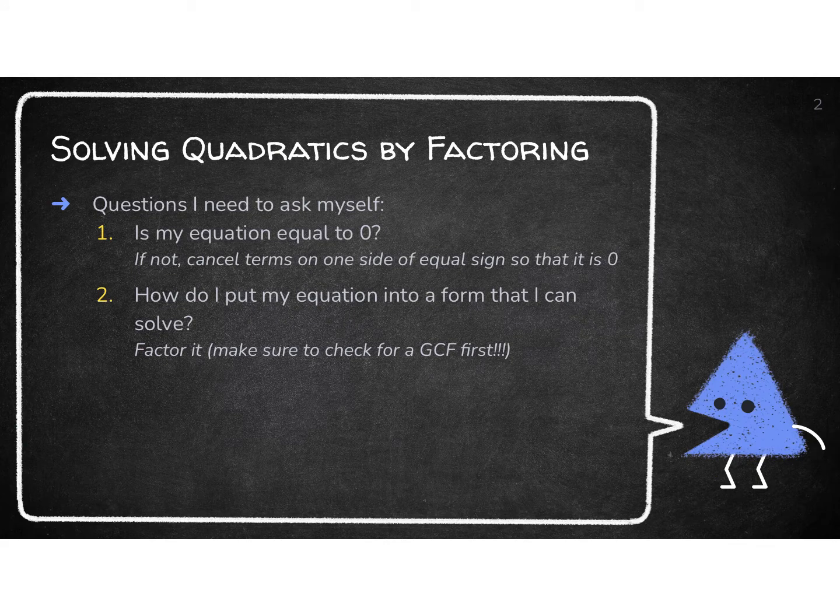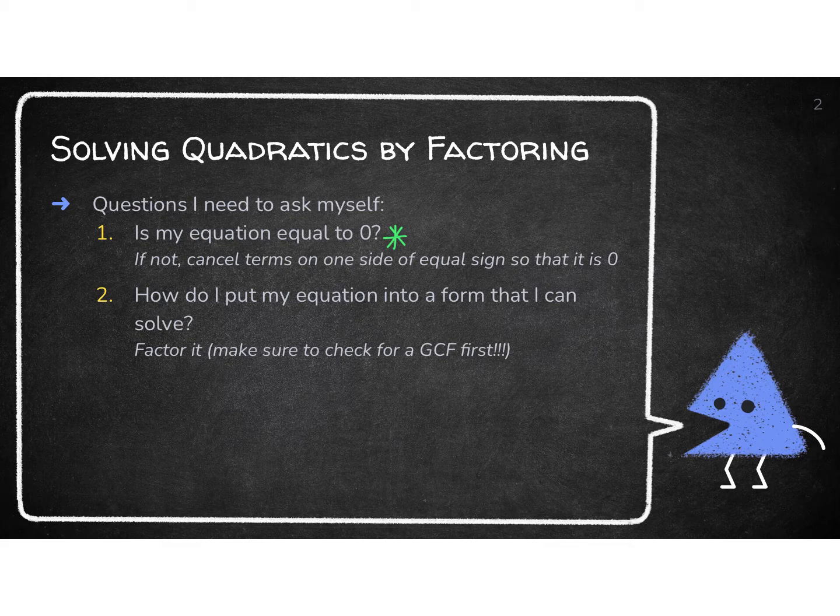So, first things first, it's going to be super important right here. You need to be set equal to 0 before you can factor. So if it is not equal to 0, what you're going to do is move whatever's on that side to the other side. Whatever might be on the right or on the left, move it to the other side so that you are equal to 0. So you have to get set equal to 0 first.